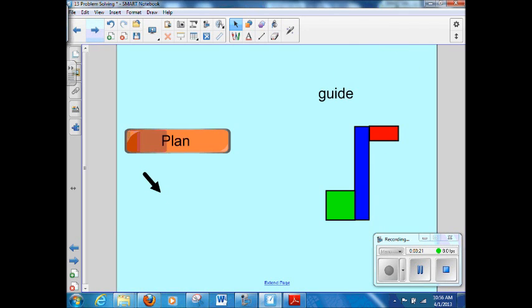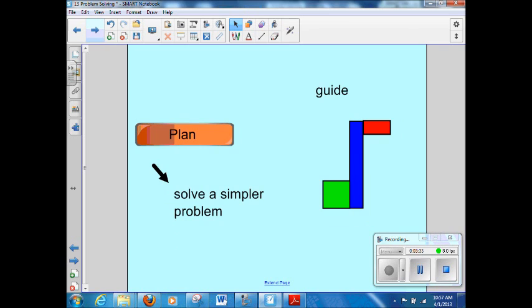A plan. Okay, let's see what our plan is here. This is where our strategy comes into play. Solve a simpler problem. It must have something to do with that red rectangle. If the red rectangle is 2 square units, then I'll use that as a guide to help me figure out what the rest of them are. So let's go on and solve that now.